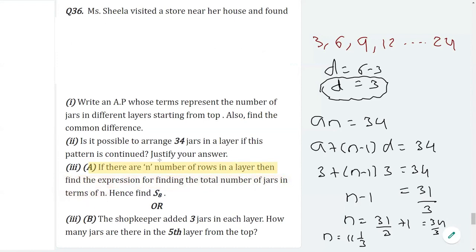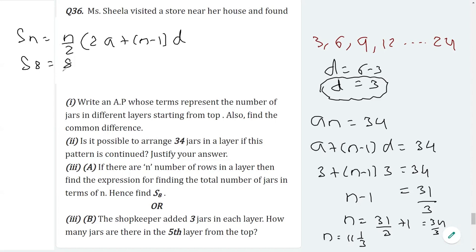So clearly we have to find Sn, and we have to write down the Sn, right? Sn is n over 2 bracket 2 times a plus (n minus 1)d. And further it says, hence find S8. That means we are going to replace n with 8. So this is 8 over 2 bracket 2 times a, which is 3, plus n is 8 again, (8 minus 1), and d we have obtained as 3.